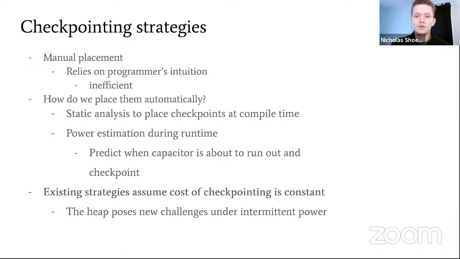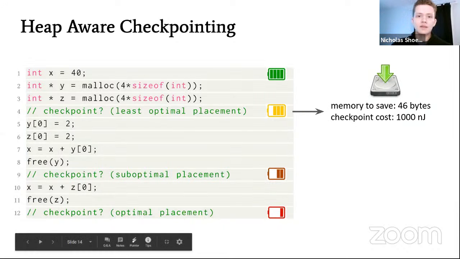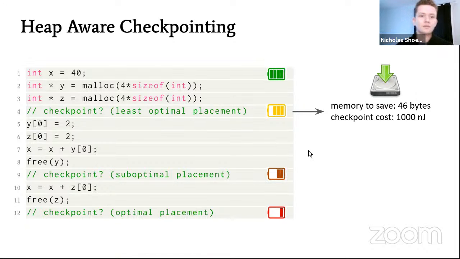So this is what we've been researching: how to have a strategy that efficiently supports heap dynamic memory allocation under intermittent computing. Here I have an example that illustrates why we need to take the heap into account when we are checkpointing. This example has both dynamic memory allocation and checkpointing. At the very beginning on lines 2 and 3, we have 2 allocations of 16 bytes each. And then we have 3 possible checkpoint placements on lines 4, 9, and 12.